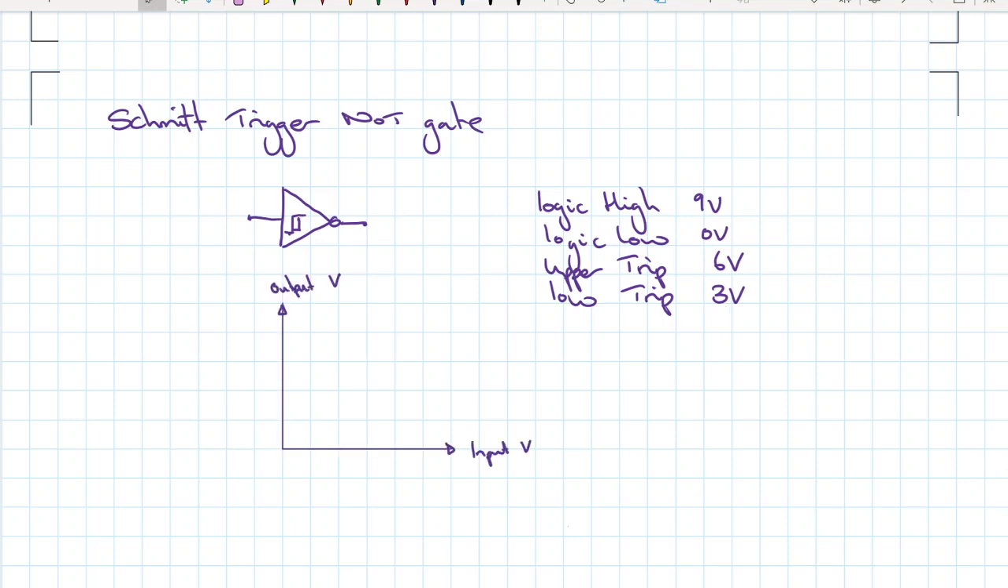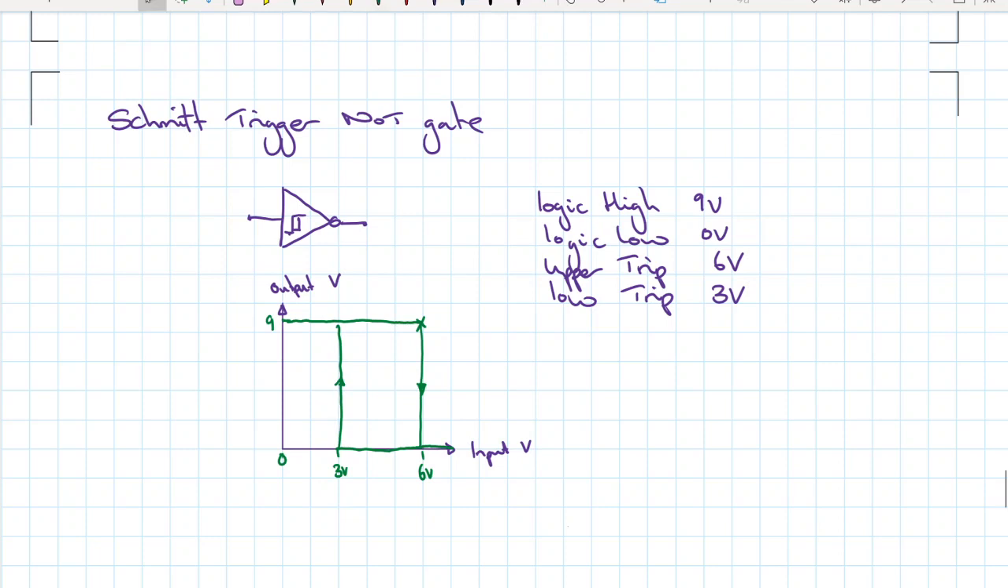So it behaves very much like a NOT gate to start with. If our input is 0 volts, then our output is going to be 9 volts. Okay, and it's going to stay like that if we keep increasing the input voltage, until we increase the input voltage to the upper trip point, which we say is at 6 volts. And then the output falls to a logic low. Then if we decrease the input voltage to the lower trip point, then the output goes back to a logic high.